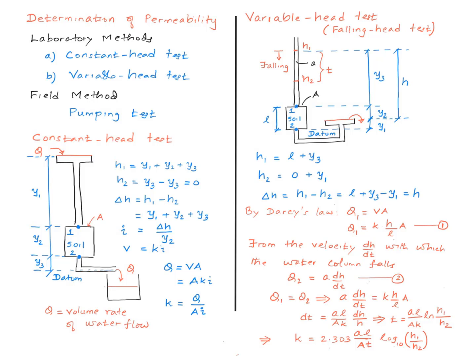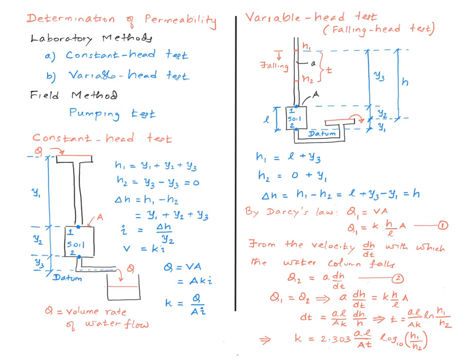Now we express the volume rate of flow in two different ways. First, like we did before, we use Darcy's law, velocity multiplied by the cross-sectional area of the sample, and that gives you this equation for the volume rate of flow. We also can express the volume rate of flow from the velocity with which the water column is falling. And according to calculus, the velocity is dh over dt, and you multiply that by the cross-sectional area of the tube, and we have an equation for Q in a different way.